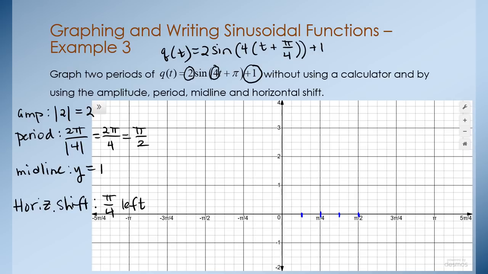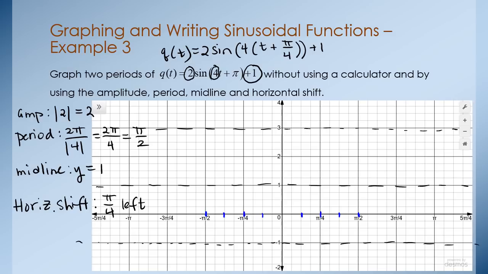The next thing I'm going to do is mark out the midline. The midline is y equals 1. So I'll sketch that in. And then from that midline, I'm going to use the amplitude of 2 to go up 2 to 3 and down 2 to -1. Now, because I'm anticipating a shift to the left, let me also identify not only one period to the right, but maybe one period to the left. There we go.